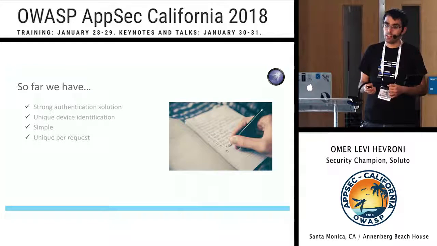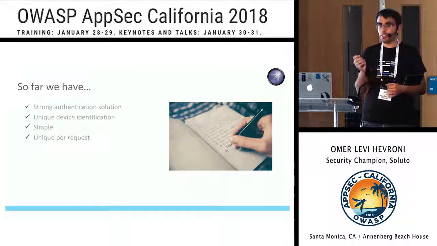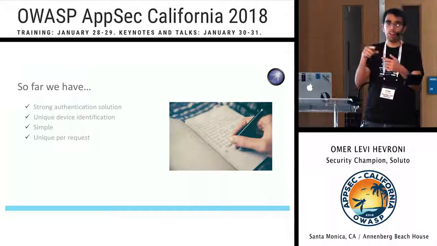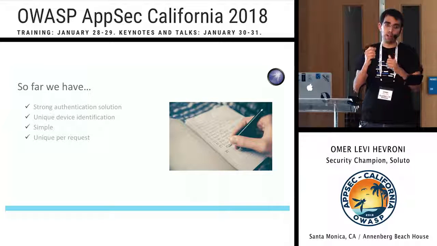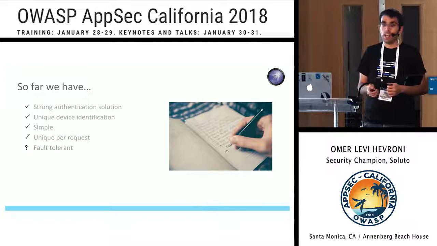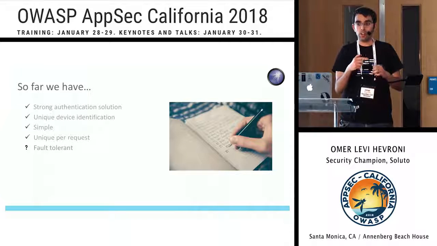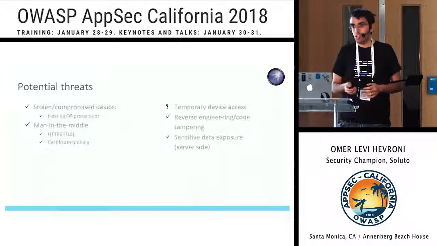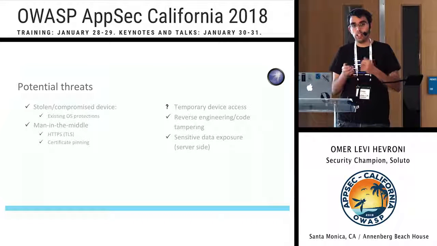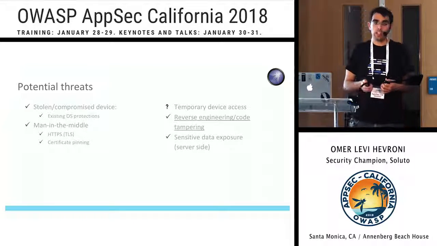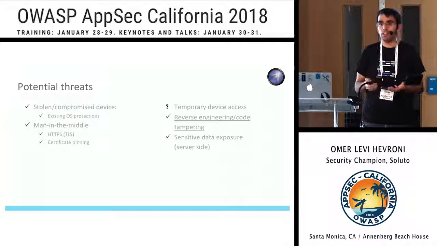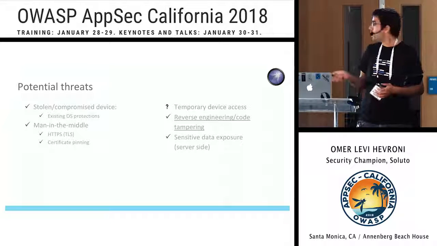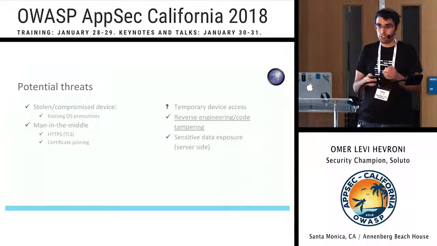So this is how the device performs authentication. And I hope that now you can see that it gives us unique per request, because before each request the device will perform the rolling. The same payload will not work. It also gives us fault tolerance, and I will show in a minute why. So it's pretty good. And if I go back to the list of threats, you can now see that I'm not storing anything hard-coded in the code, so there is no reverse engineering threat. We are only left with temporary device access, which I will also cover in the next section.